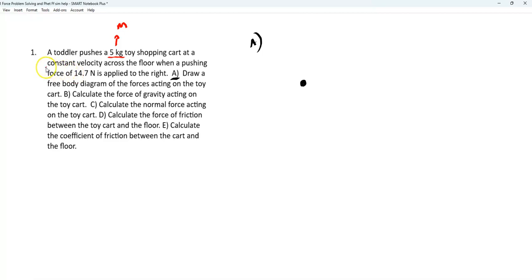Another important phrase that you might see is constant velocity. Another one that you might see in future problems is rest. So we're going to come back to what that means here and think about constant velocity. So if something's moving at a constant velocity, that means that the acceleration is 0.